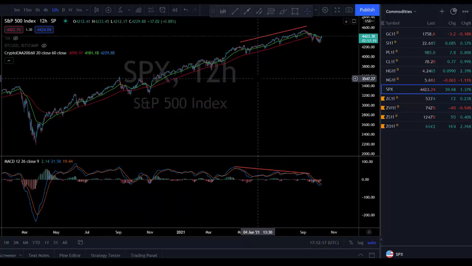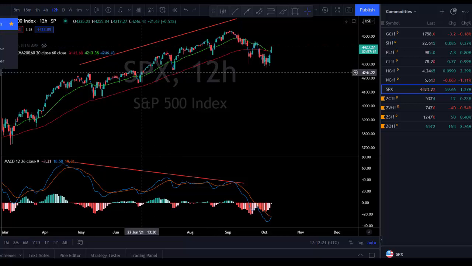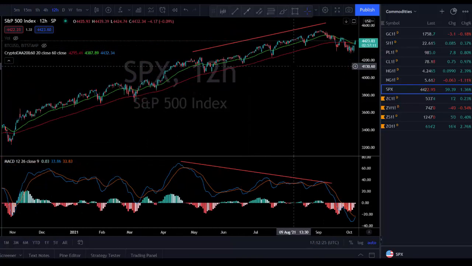So I keep an eye on these, but I also trade them and try to grow my Bitcoin by trading these markets, just as I try to grow my Bitcoin by trading the altcoin markets.